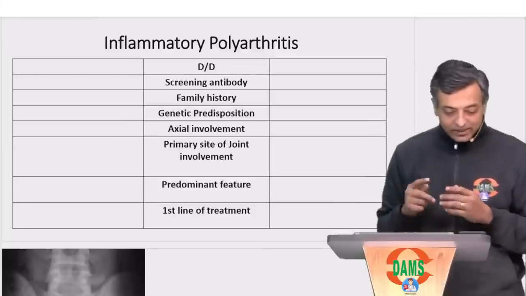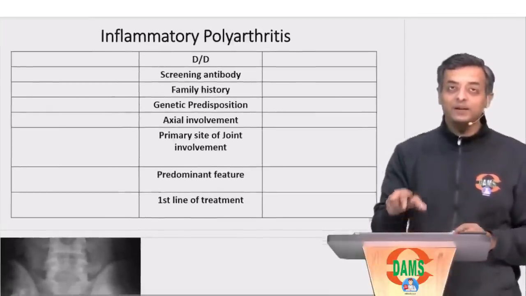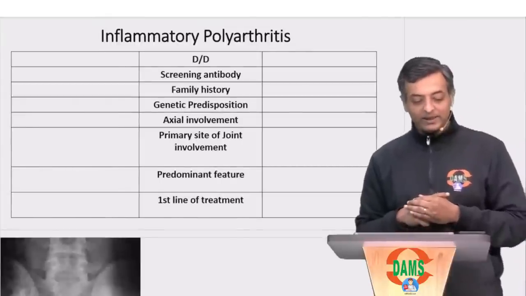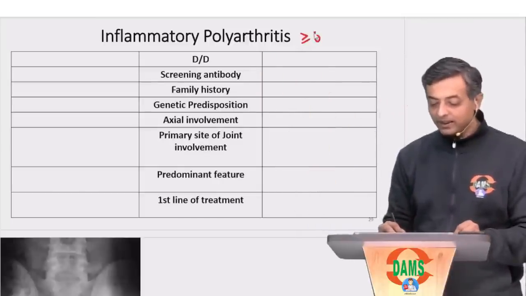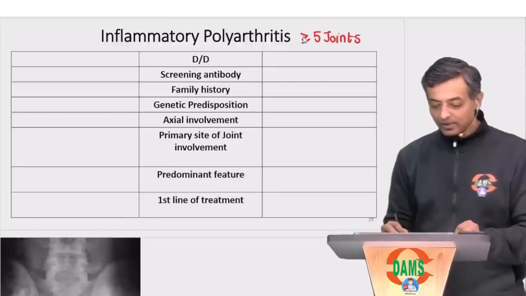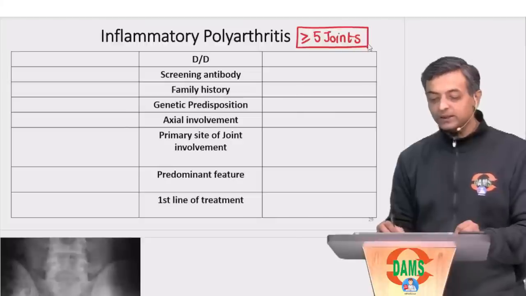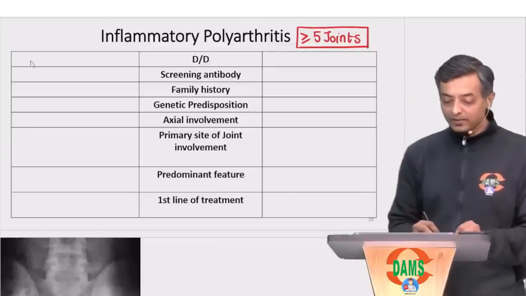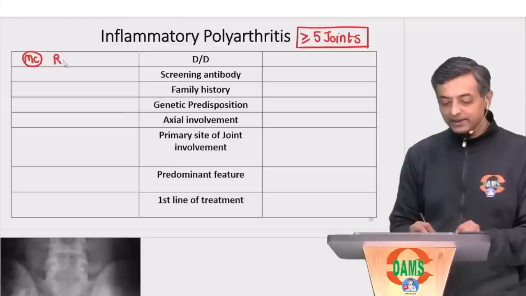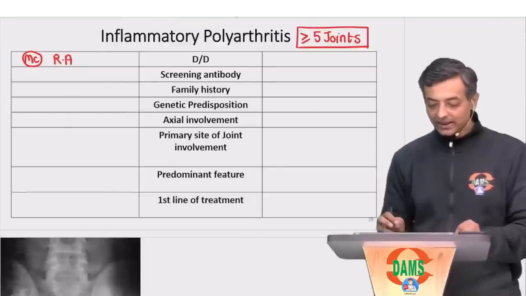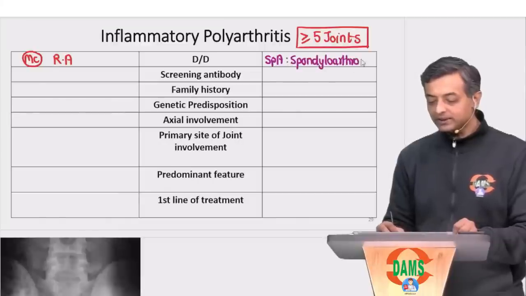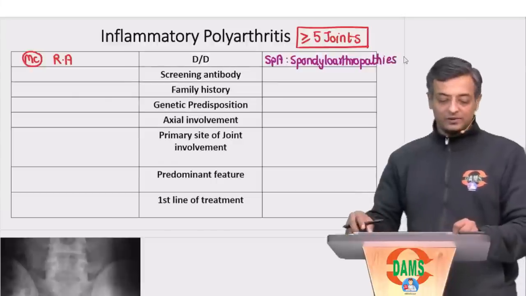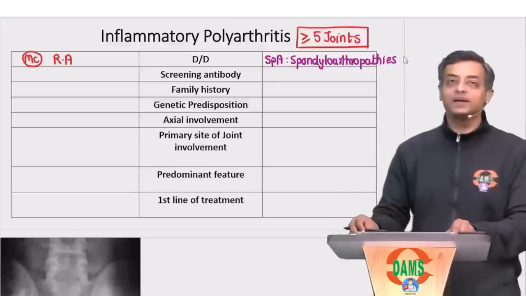Take it forward. Next we have inflammatory polyarthritis. Poly means a minimum of 5 or more joints involved. The most common cause of inflammatory polyarthritis is rheumatoid arthritis. But the differential diagnosis is spondyloarthropathy, SPA. Spondyloarthropathies are the group of arthritis syndromes.